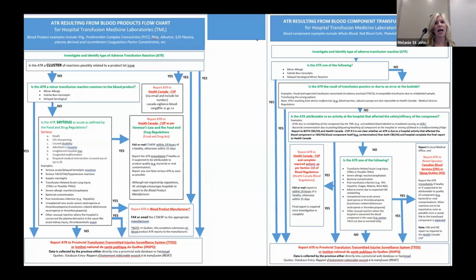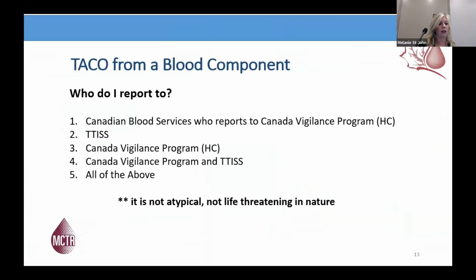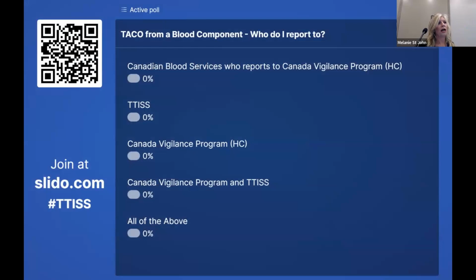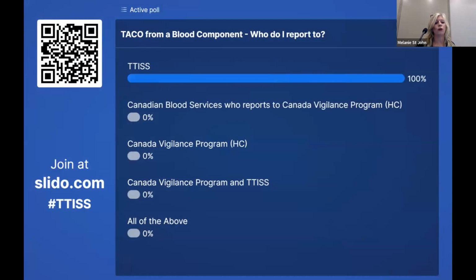And again, we have staff turnover, at least 5 to 6 people reporting new every month. So for instance, using these, not using them, they're in your book. I just wanted to make you aware of them. I wanted a bit of feedback right off the top: who would you report this TACO from a blood component to? It's not atypical. It was a circulatory overload. It's not life-threatening. Who would you report this to?